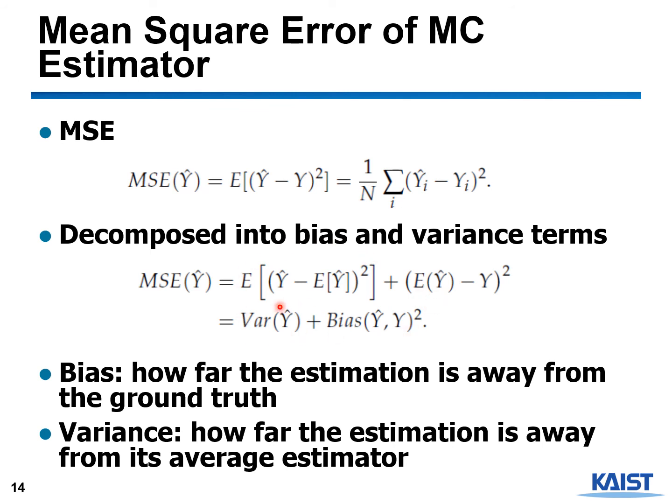And this variance is basically our estimator minus the average of our estimator. In other words, the variance term tells how far our estimation is from the average estimator. That's why this indicates the variance. The other term is bias. Here, this is the average of our estimator and y is the ground truth. In other words, bias is how far the estimation is from the ground truth. So the variance is how much our estimation varies, and bias is whether on average we get the right answer or not.